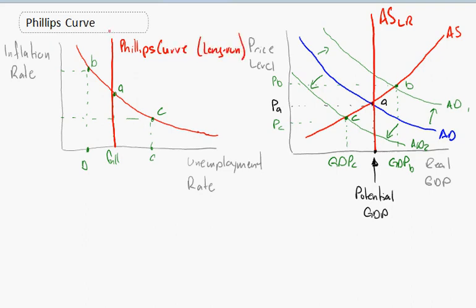long run. Again, it's a vertical line at full employment, and what it means is that regardless of whether prices are going up or down, we'll always be at full employment. So there's no longer a relationship between inflation and unemployment.